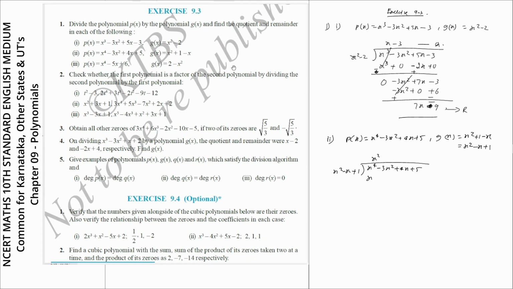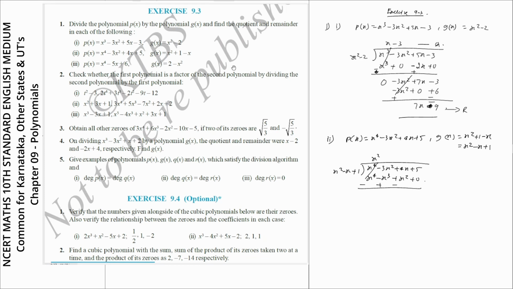If I take x square, the first term will get cancelled. x into x is x power of 4. So x square into x is x power of 3, so minus x power of 3. Then x square into 1 is plus x square. Here I'll write 0. So I'll change this sign.